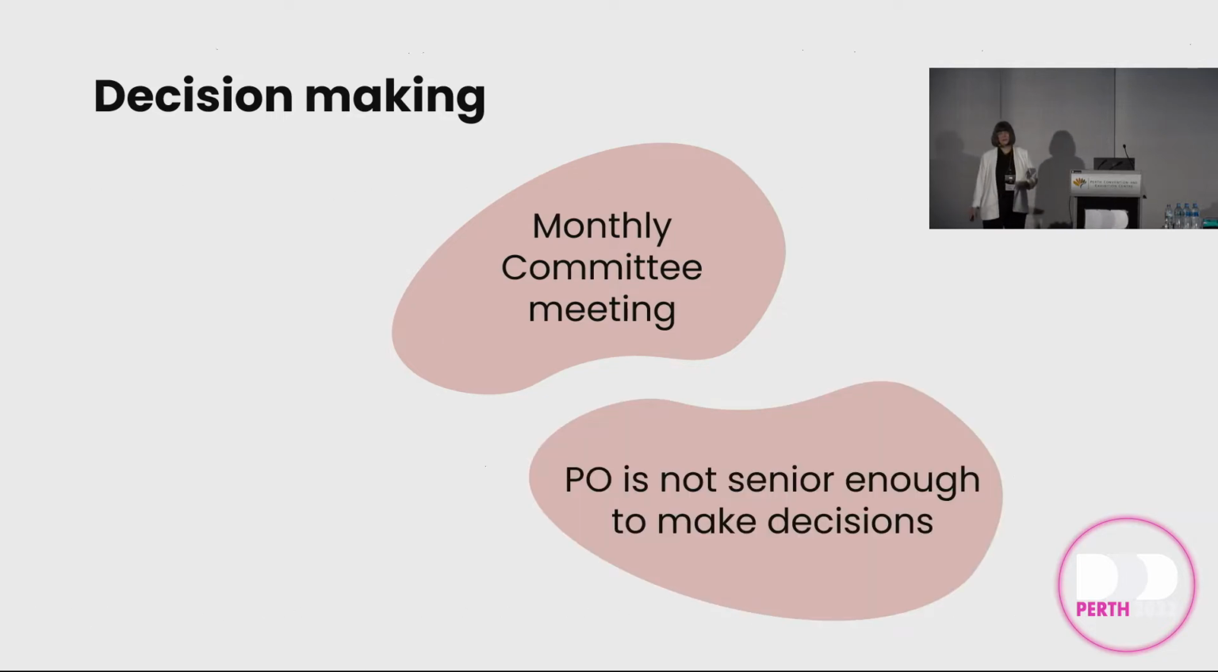And like I said before, the product owner is just not senior enough to make decisions. He's not a decision maker. He's not somebody that the organisation will respect and agree to his decisions. There needs to be somebody at a very senior level whom other people will adhere to when decisions are made.